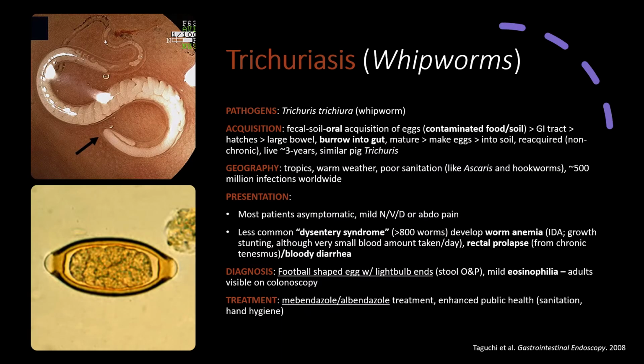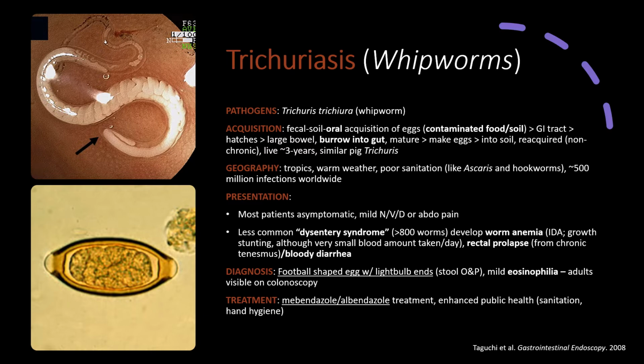The other infection caused by the same problem of fecal-soil-oral contamination with human feces is the whipworm infection caused by the whipworm Trichuris trichiura, a worm with a characteristic shape seen on the left and a football-shaped ova with light bulb attachment ends on microscopy. The distinction between this worm and Ascaris is that it does not involve a lung stage in its life cycle, instead burrowing into the GI wall and living there, sometimes for up to 3 years, causing some chronic problems.